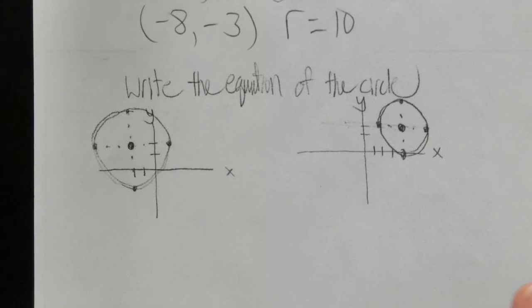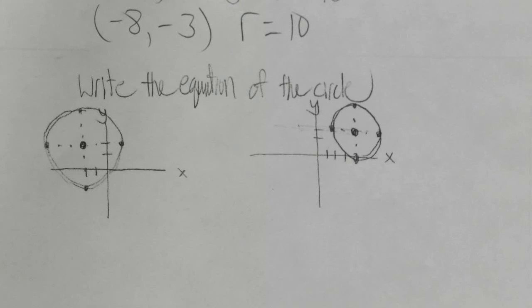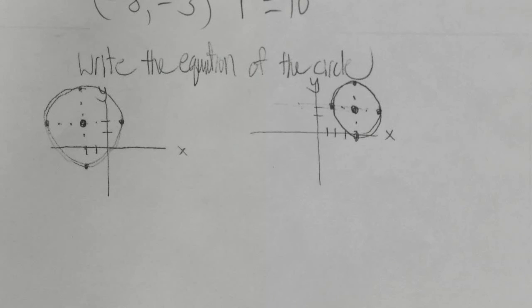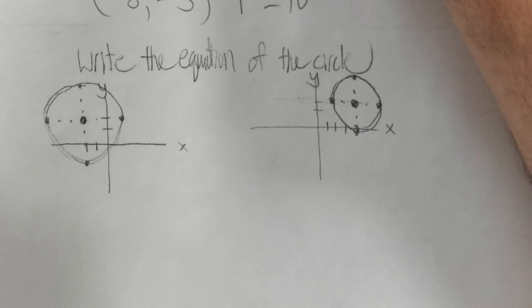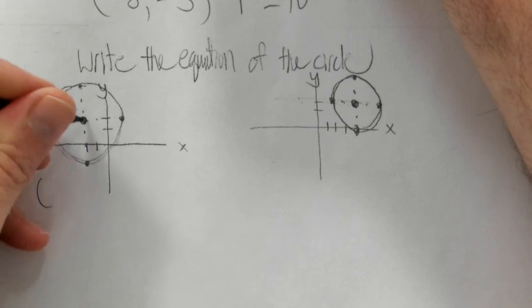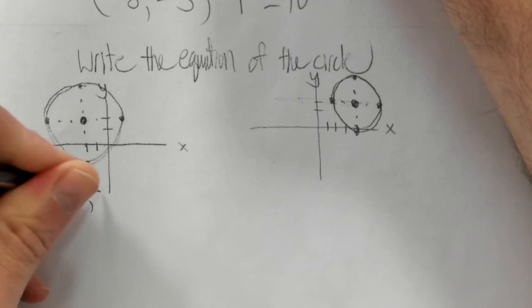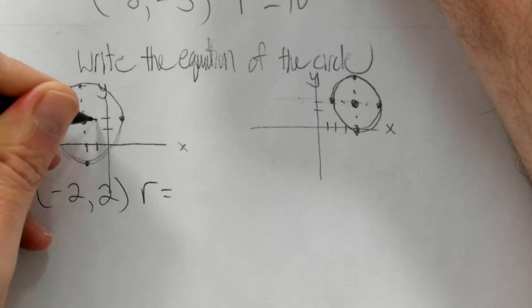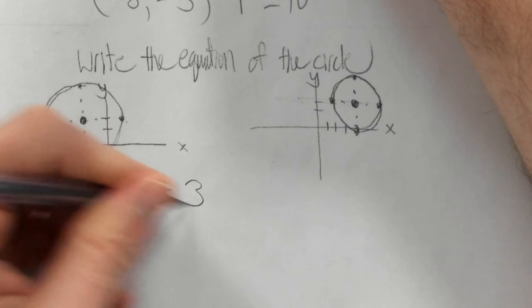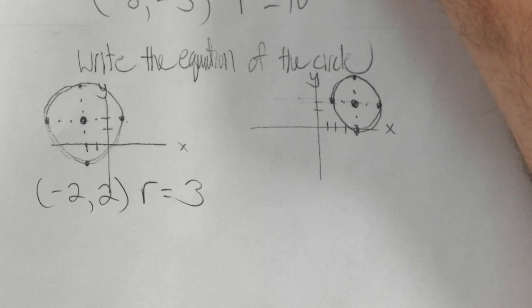They could give you the graph and say to write the equation of the circle from the graph. Well, if that's the case, you just get the center and the radius from the graph instead of from having it given to you. So what's the center here? Well, on this one, it's -2, 2. And what's the radius? Well, let's count it. It's 1, 2, 3. So there we go. All you're doing is getting the center and the radius from the graph.